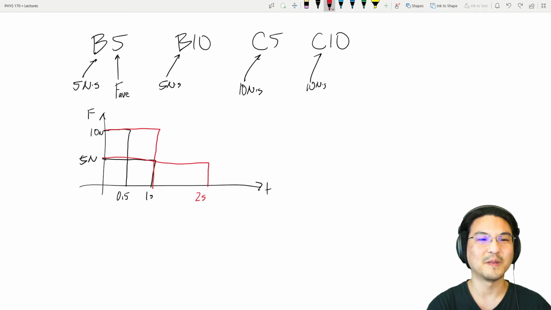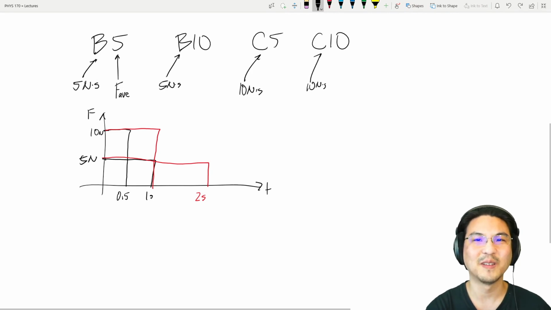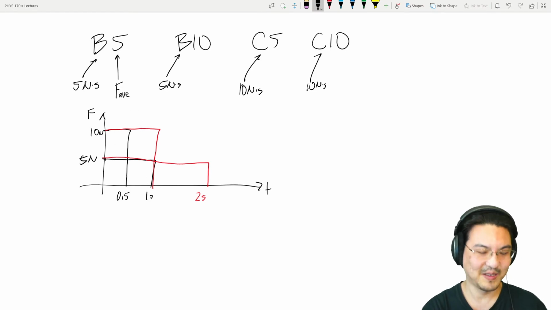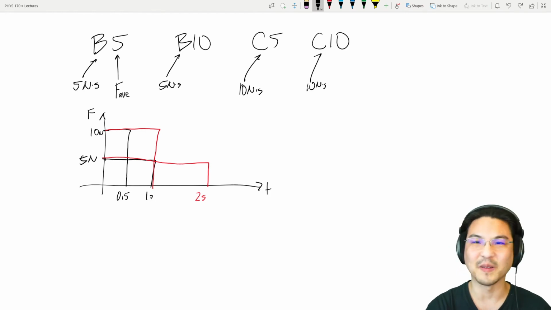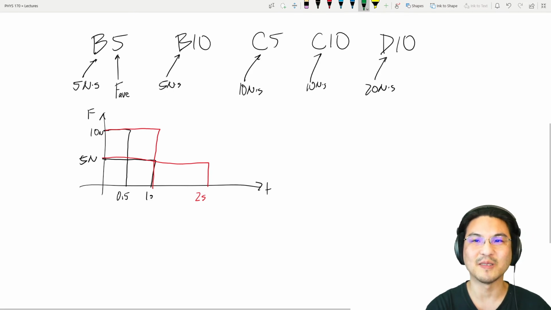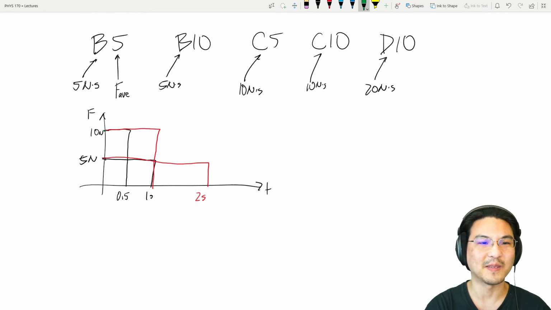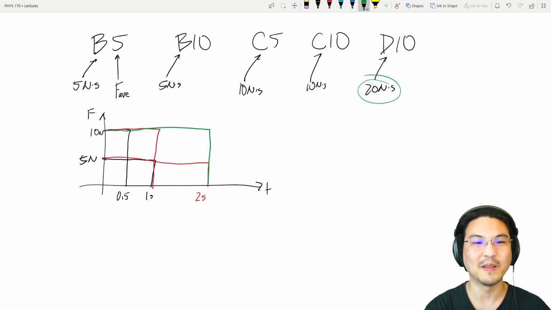Okay, so that's how impulse works, and then all of these curves are approximations, right? The curves actually look like this. So let's just make up another, let's say D10. What is that going to look like? So D is double here, so 20. So then that would be 10 newtons of thrust for how long? 10 newtons of thrust for 2 seconds. 10 times 2 is 20.